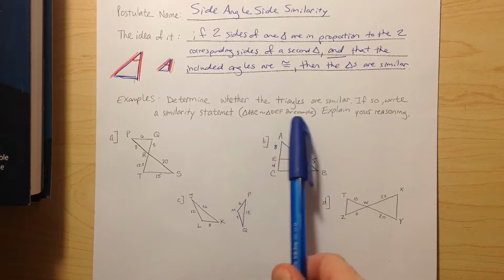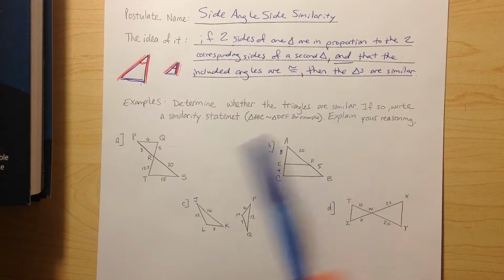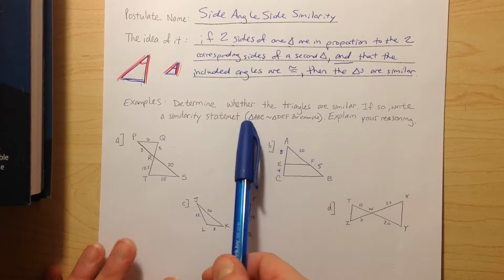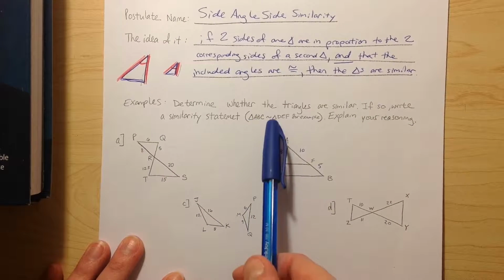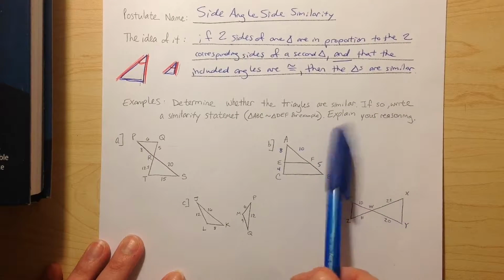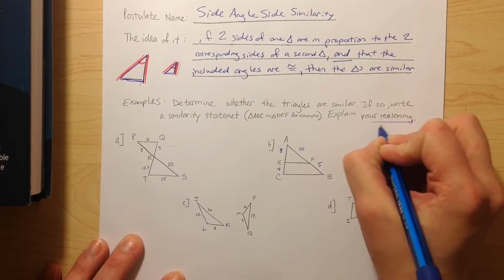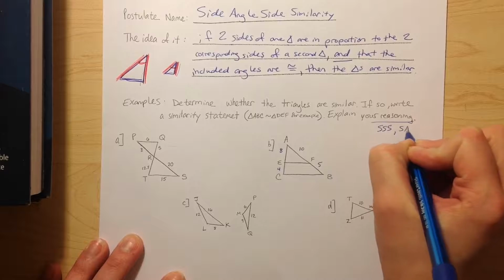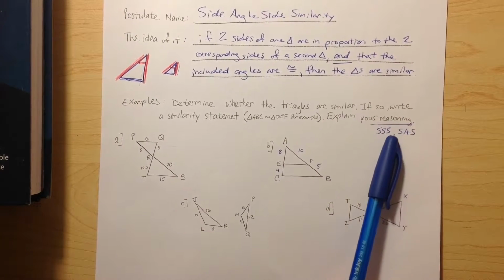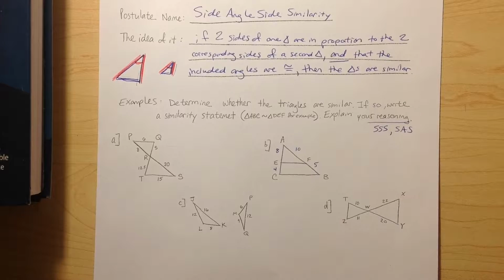So to determine whether the triangles are similar, it's possible they are not. If they are, write a similarity statement. So triangle blah, blah, blah is similar to triangle blah, blah, blah. Explain your reasoning. So give me a reason, and for that one, I want you to tell me it's side-side-side. It's side-angle-side. Something like that. And if you want to throw in the scale factor that you found, that's a good place to do it as well.